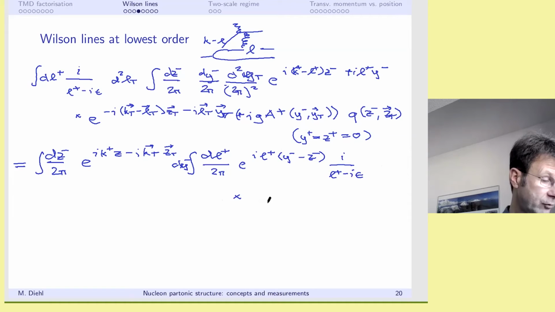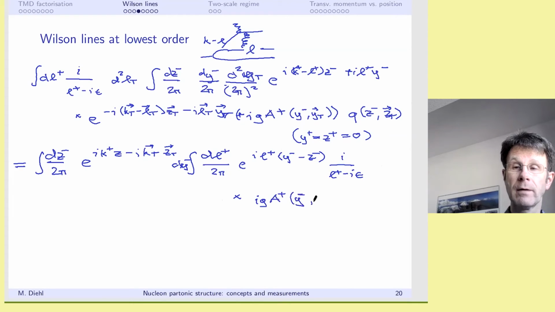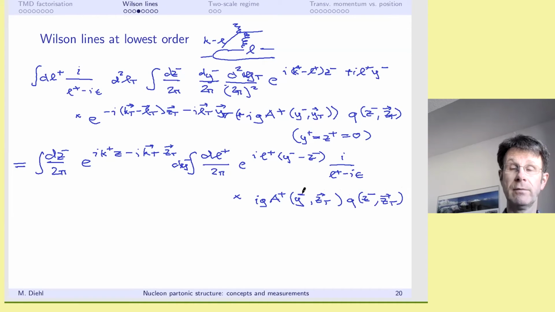So if you have kept track of what we've written down, then the only thing that we haven't written down yet are the field operators. So there is the i g A plus. And as I announced, the transverse position of the A plus field is now the same as the transverse position of the quark field. But their light cone positions along the minus directions are still different. Now here you see this Fourier transform of i over L plus minus i epsilon. This is something that you computed in the exercise classes this morning, and it gives you a step function in the Fourier conjugate variable, which in this case here is y minus minus z minus.